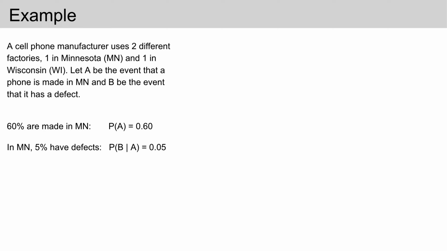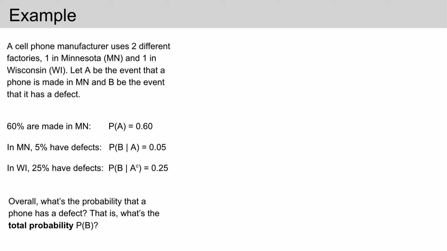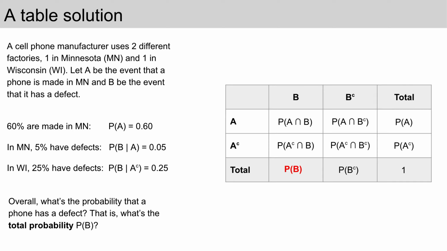In contrast, among the phones made in Wisconsin, 25% have defects. Thus, we have information about the probability of event A and the conditional probabilities of event B given A and A complement. But what we want to know is this. Overall, across all factories, what's the probability that a phone has a defect? That is, what do these pieces tell us about the total probability of B? We'll take two different approaches to answering this question.